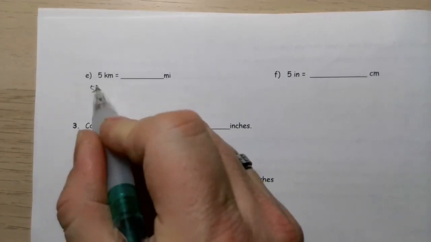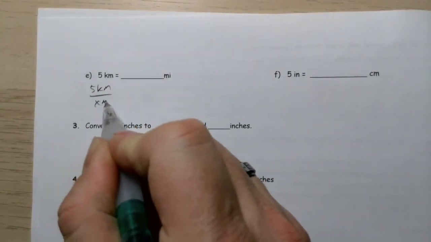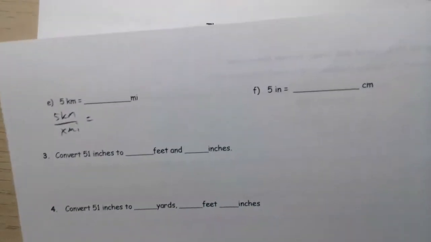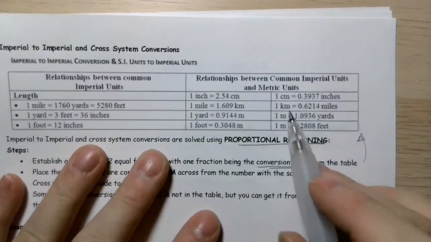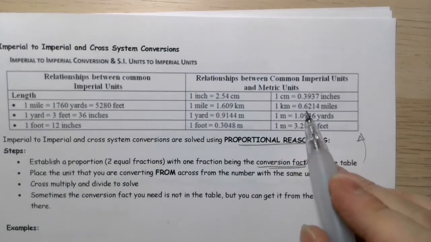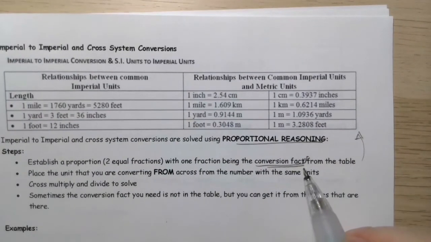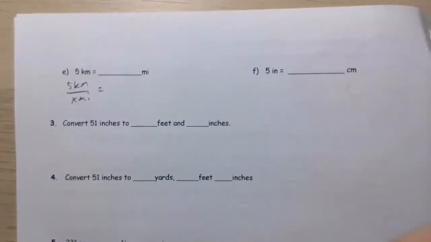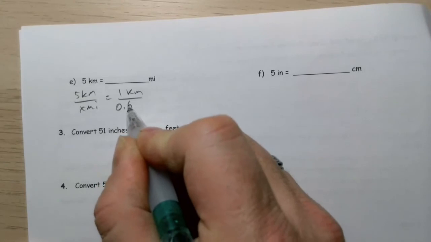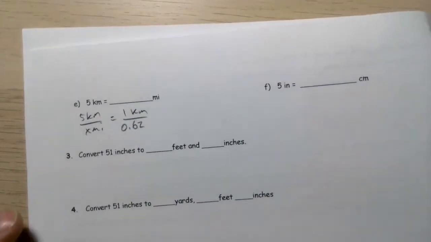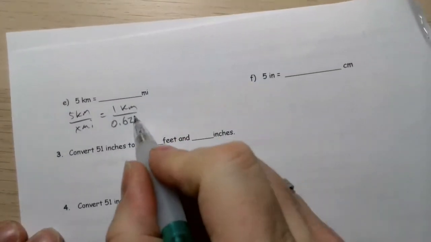Kilometers to miles, 5 kilometers over x miles. Okay, well, I got to flip back because I don't know these ones off the top of my head here. But here we go. 1 kilometer is 0.6214 miles. Oh, shoot, I already forgot. I want to say 14? Yeah, 14 miles.